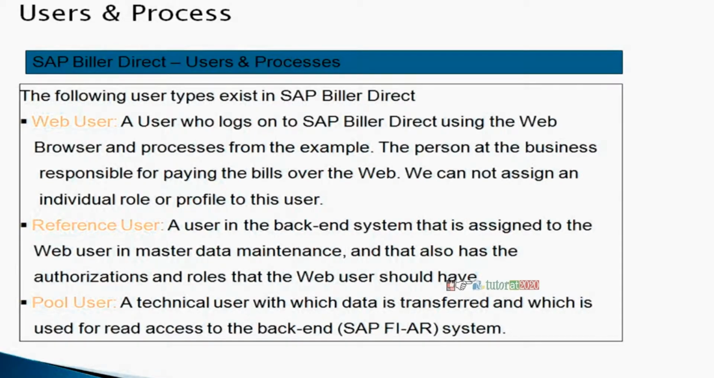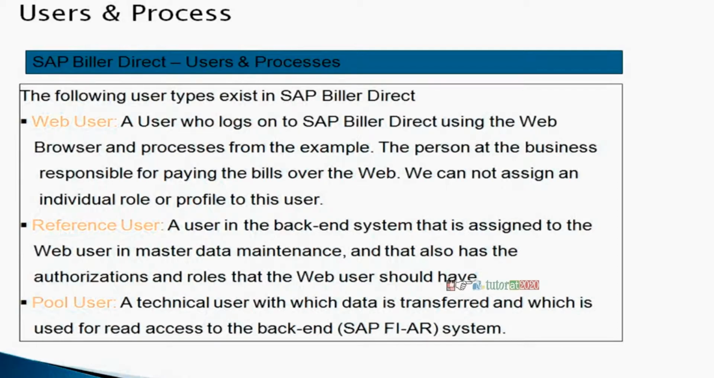Now, pool user. Pool user is purely a technical user with which data is transferred and which is used for read access to the backend system. What this pool user does is, as soon as you log into the system, if you sign out, the system will not disconnect immediately. Rather, it will hold it in the intermediate. If some other customer logs in, it will give a similar connection, but to the account of that customer. Then it will bring the data from the SAP database in the backend and push it to the pool user, from pool user to web user. So these are the 3 different users in Biller Direct: web user, reference user, pool user.